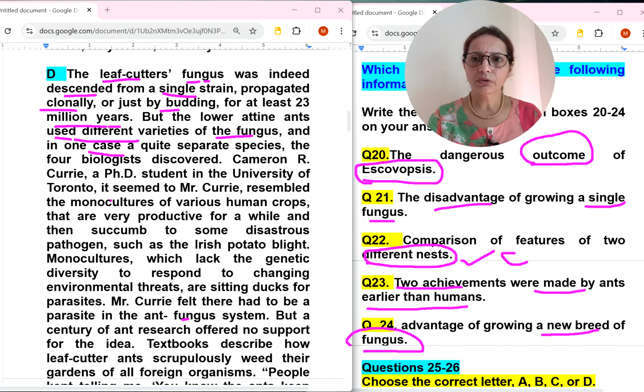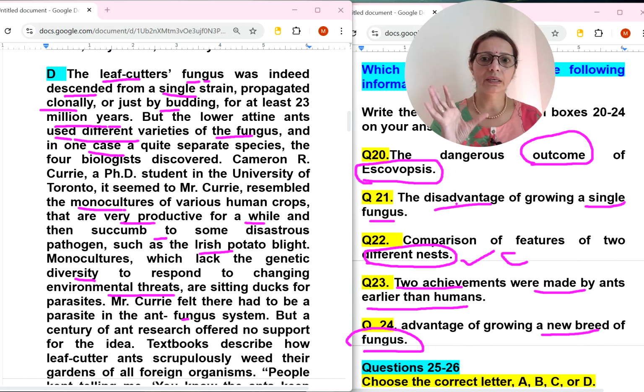It seemed to Mr. Curie resembled the monocultures of various human crops that are very productive for a while and then come to some disastrous. Irish potato. Okay, some disastrous word is there. Monocultures which lack the genetic diversity to respond to changing environment threats. So they are using the disastrous environmental threats. So disadvantages, I can make out that they are talking about some disadvantages, some negative words of growing a single fungus. See this, the leaf cutter fungus was indeed descended from a single strain. Single fungus means, so I will mark it D number.